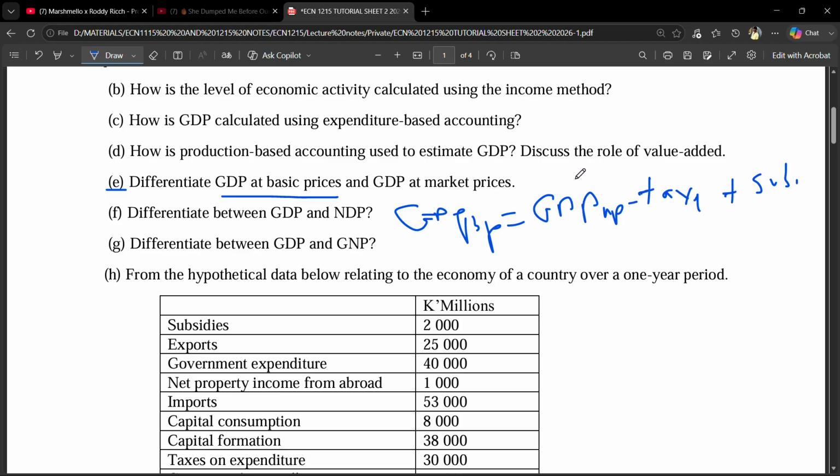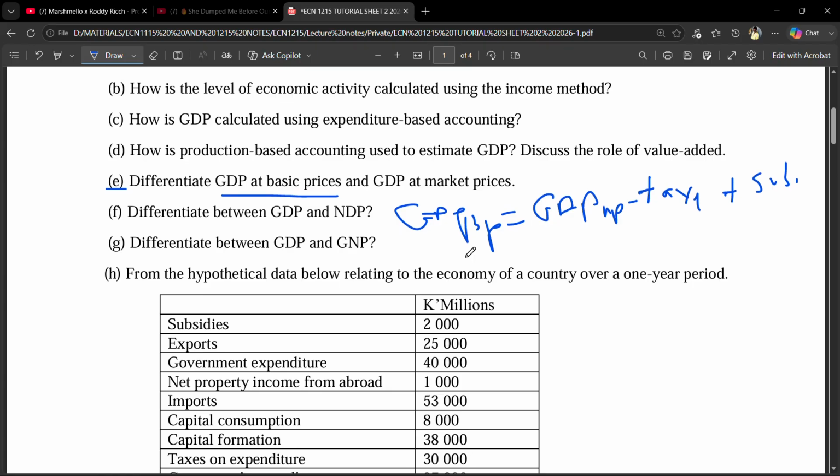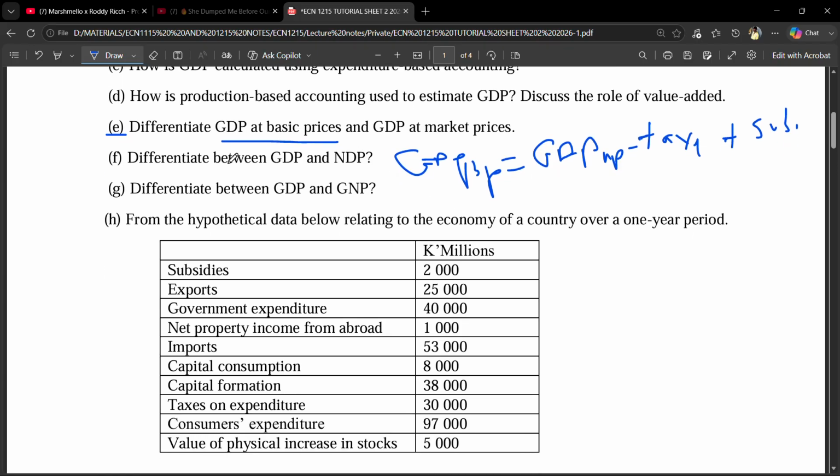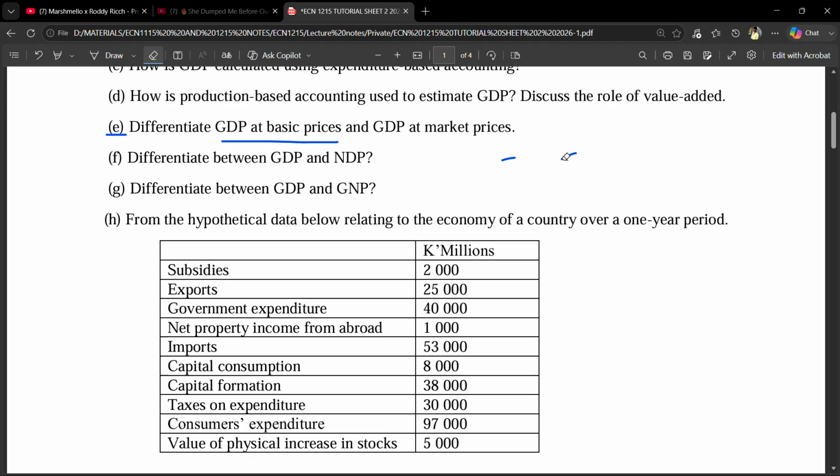Taxes. And then if we're calculating GDP at market price, we subtract subsidies, but we add taxes, because GDP at market price is simply the GDP that is measured using the actual amount that a consumer pays the producer for the goods and services that they produce and those consumers consume. Okay, so that is how we differentiate those two, and that is the simple thing that we can try to memorize and understand.